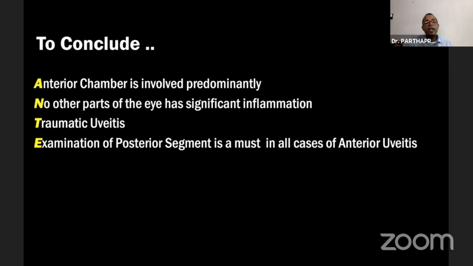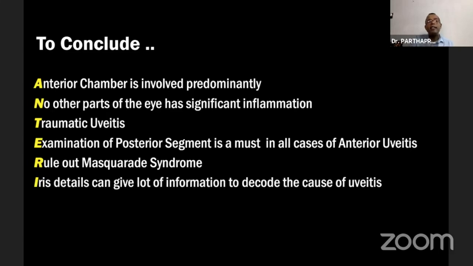Examination of the posterior segment, especially the periphery, is a must in all cases of anterior uveitis. Rule out masquerade syndrome, especially at the extremes of age. If you are examining a child or an old patient, try to rule out masquerade syndrome in them. Iris details can give you a lot of information to decode the cause of uveitis. Pay attention to each finding and always examine the patient before dilatation.